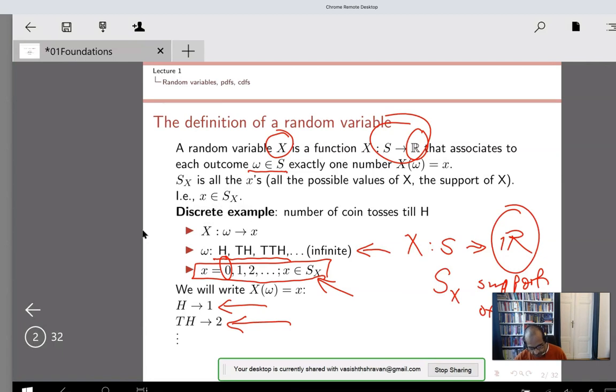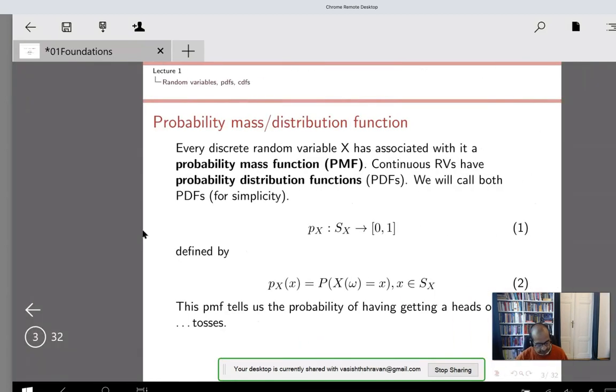So for each of these possible values in the support of x, we're going to have some probability associated with it. And in this particular case, where we have a discrete possible outcome, we are going to associate each of these possible values in the support of x with some number between 0 and 1. That is the probability that we're talking about here.